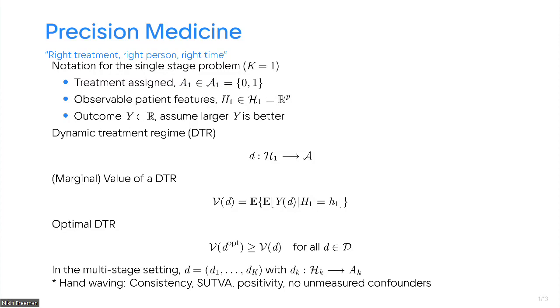And we're going to assume that there are two treatments, the 0 and the 1, and we're going to denote that with an A. We have observable patient features, which are denoted by H for history. And there's some outcome Y of interest. I've assumed that it's a real outcome. It doesn't necessarily need to be that. And just for ease today, we're just going to assume big Y's are better. But of course, if you wanted small Y's, you could always replace every time I say maximize with the word minimize.